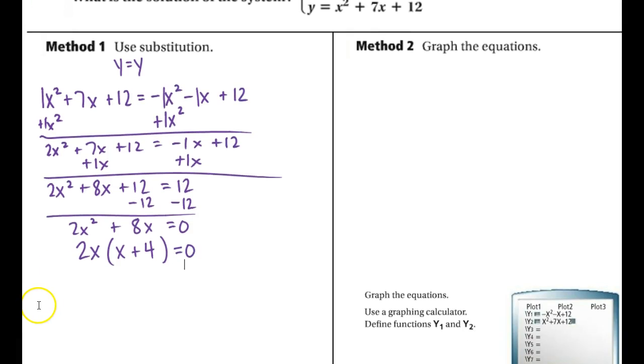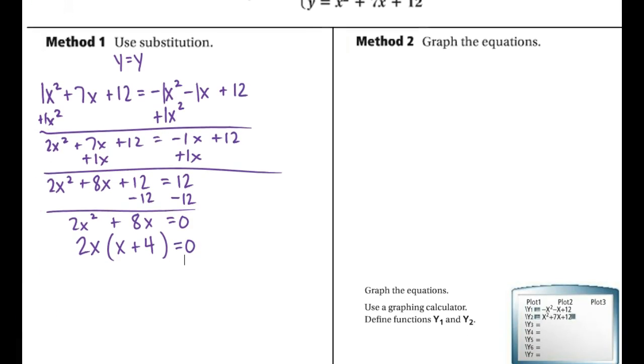From there, to find our x values, we need to set both of them equal to 0. So 2x equals 0 or x plus 4 equals 0. And then divide by 2 for the first equation, so we get x equals 0, and then subtract 4 from both sides for the second equation, so we get x equals negative 4. So we just found the x coordinates of both of the intersection points.